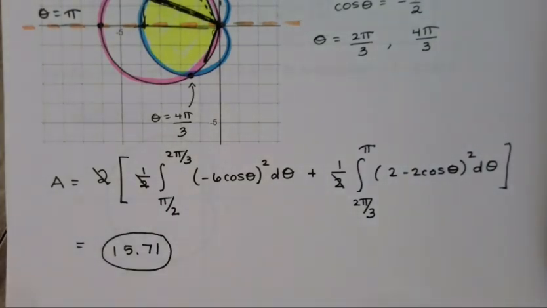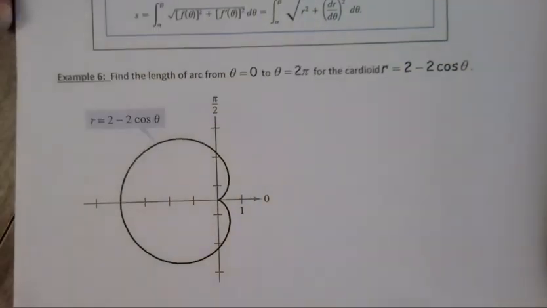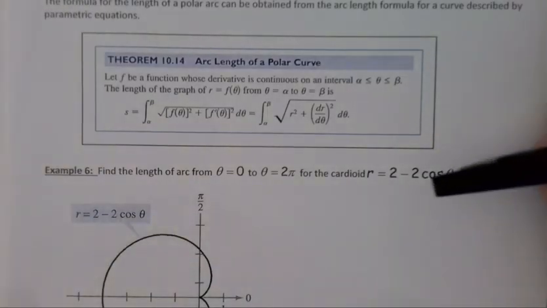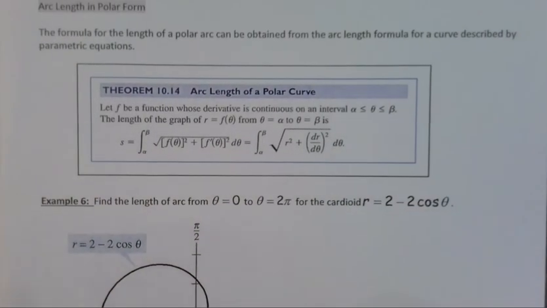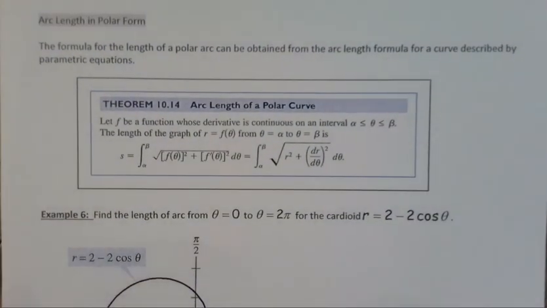All right, we're down to our last example. We're leaving area, and our last example is going to be arc length, which is also an application of the integral. All right, the formula for the length of a polar arc can be obtained from the arc length formula for a curve described by parametric equations. Here's how we do that.